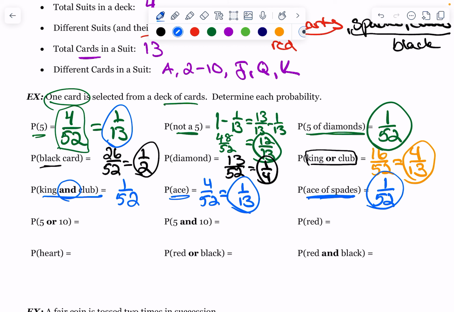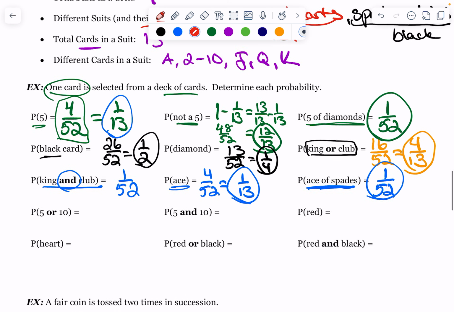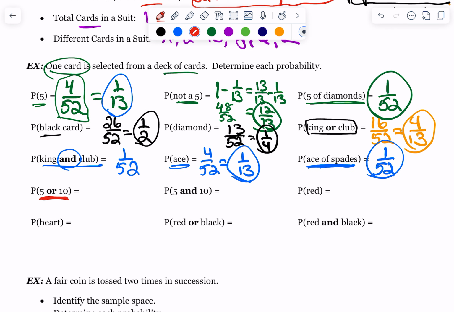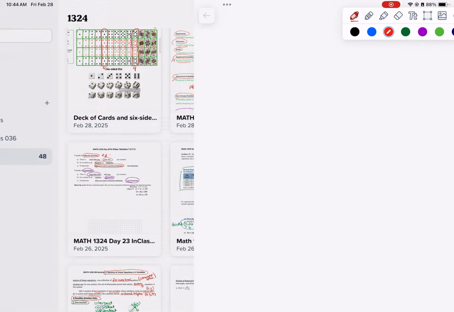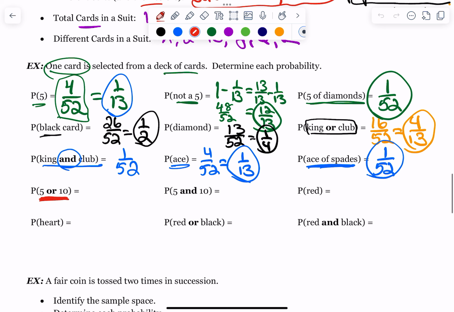Okay, next one. The probability of a 5 or a 10. So how many 5s and 10s do we have here? We've got 5s, so this is 4, and here are 10s, that's 4. So 4 plus 4 is 8. So 8 out of 52, and that simplifies to 2/13.